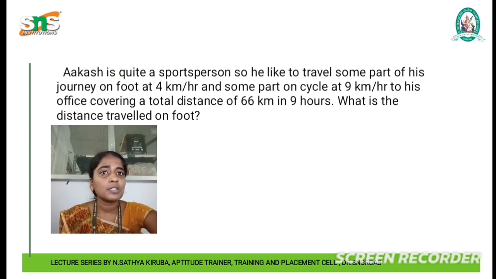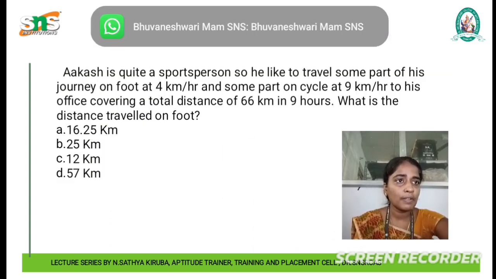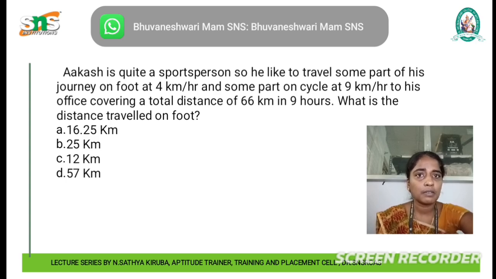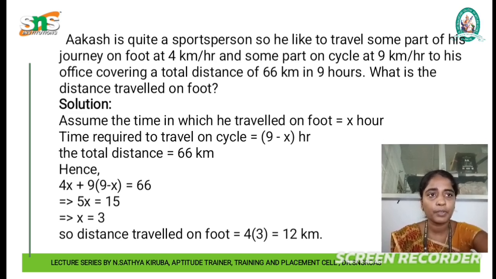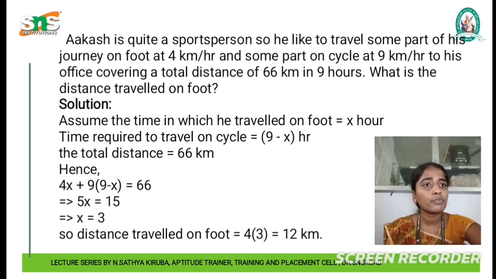Akash is a sportsman, so he likes to travel part of the distance on foot at 4 kilometers per hour, and the other part by cycle, covering a total distance of 66 kilometers in 9 hours. Now you can calculate this problem. The answer is given here. The time taken on foot is x hours, the time taken by cycle is 9 minus x hours, and the total distance is 66. When we add it, 5x is equal to 15, and the value of x is going to be 3. We know distance is equal to speed into time. So that is 4 into 3, which becomes 12 kilometers. This is how the distance is calculated.